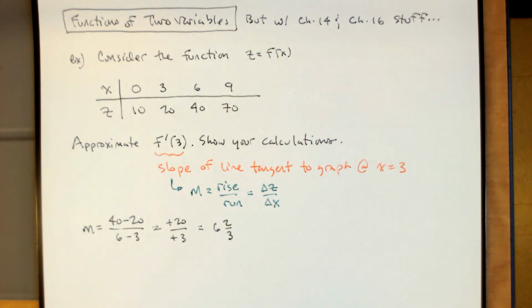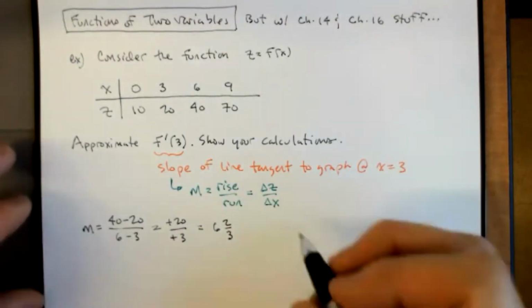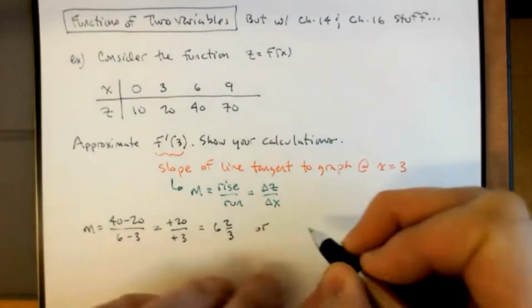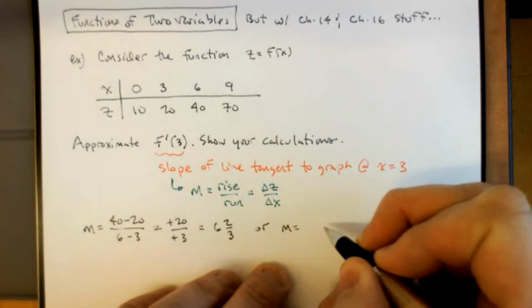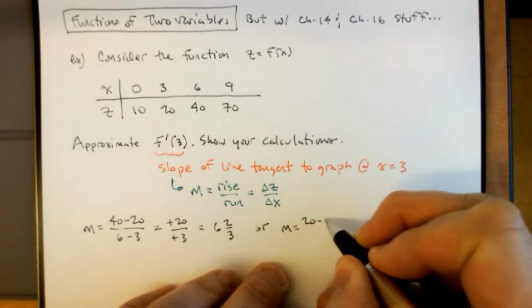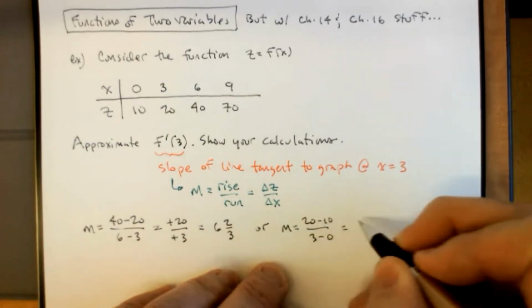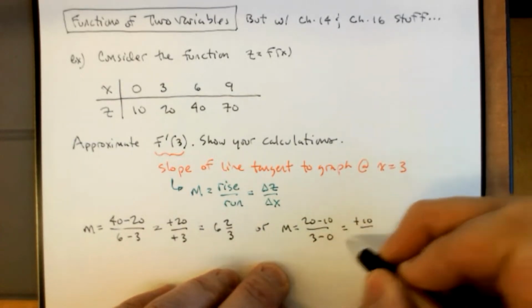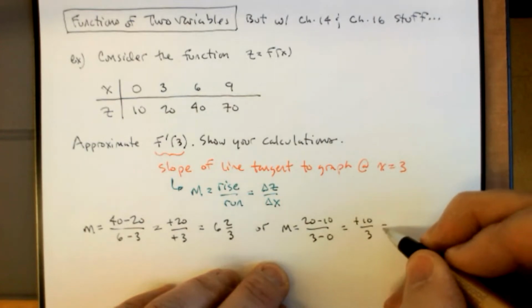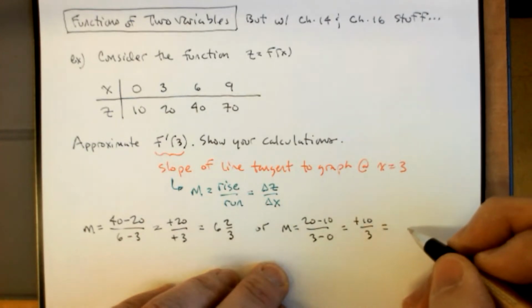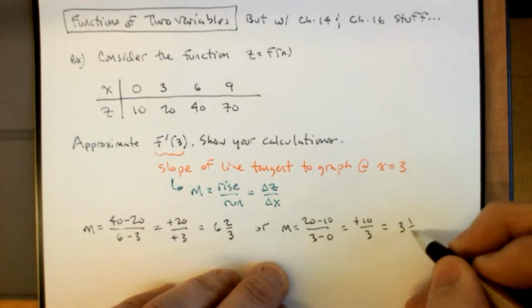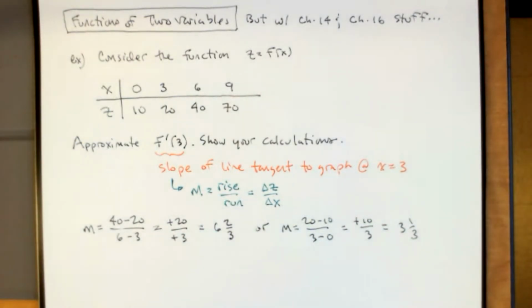We can also calculate the slope using the information before 3, because we have information on both sides of 3. We can say what happens from 0 to 3. So we ended up at 20 and we started off at 10. We ended up at 3 and we started off at 0. So 20 minus 10 is an increase of 10, divided by an increase of 3. So we have a slope of 3 1/3. Not a very satisfying range.